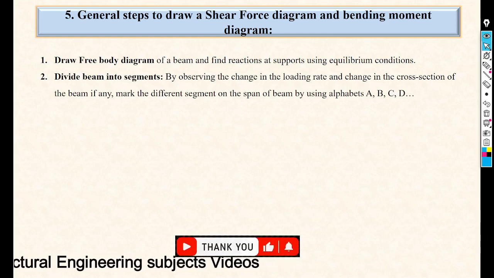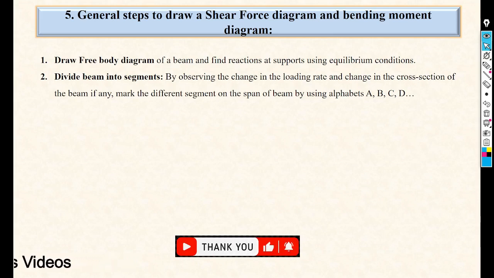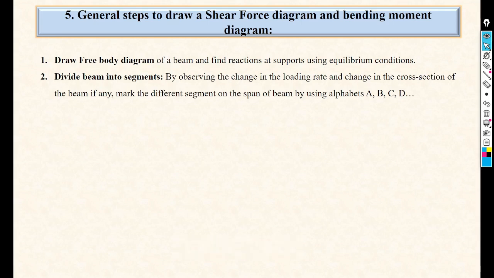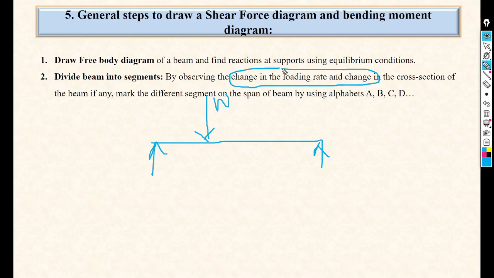The next, divide beam into segments. Okay, so whatever beam is given to us for the calculation, first we need to divide that beam in particular segments. Okay, by observing how we can divide it in the segment, by observing the changes in the loading rate and change in cross section of the beam, if any. Mark the different segment of the span of beam by using alphabets A, B, C, D, and so on. Means what? Suppose if any beam is given to us, okay, suppose this beam is given and one loading point load suppose is given. Okay, so first we need to divide the total beam in a particular segment. Okay, the first thing is what? That segment is maybe on the rate of change of load.